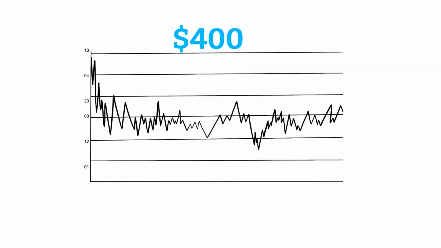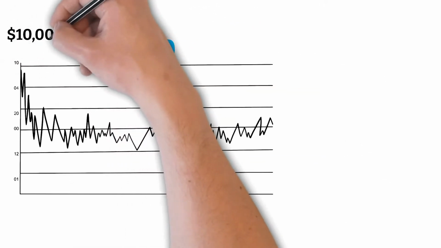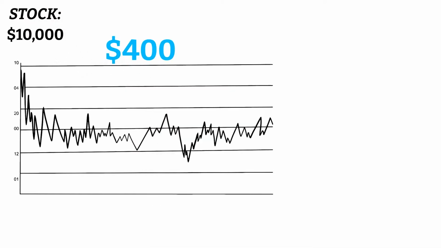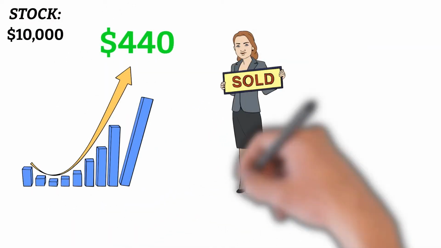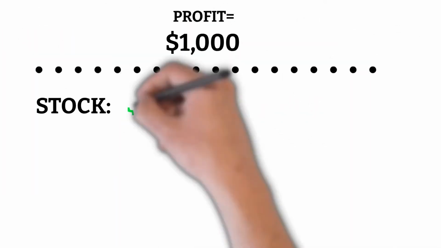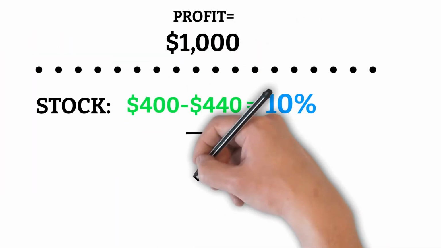Let's say you're going to buy a stock trading at $400 and bought, let's say, $10,000 worth of stock. Now let's say your stock goes up to $440 and you decide to sell. You would make $1,000 or a 10% gain on that trade.